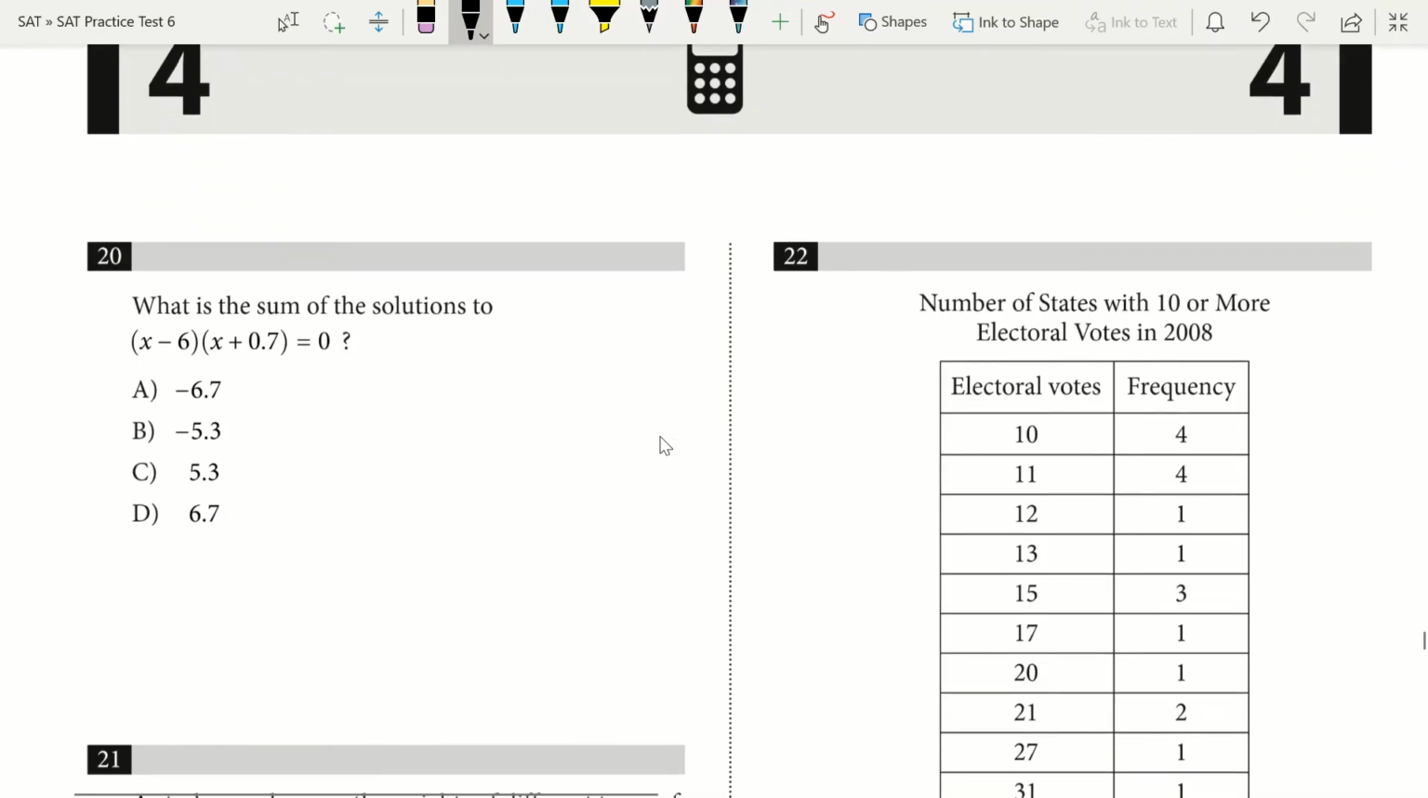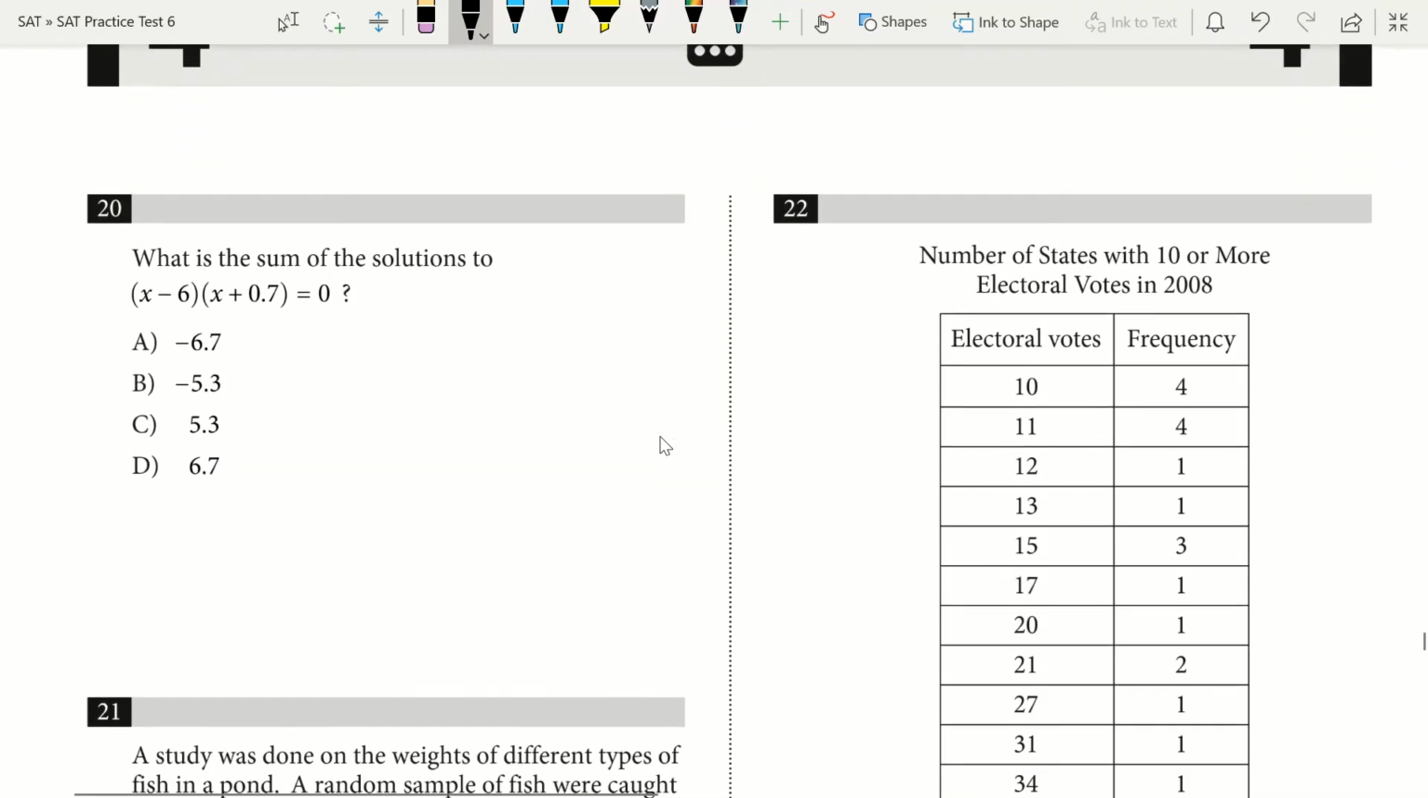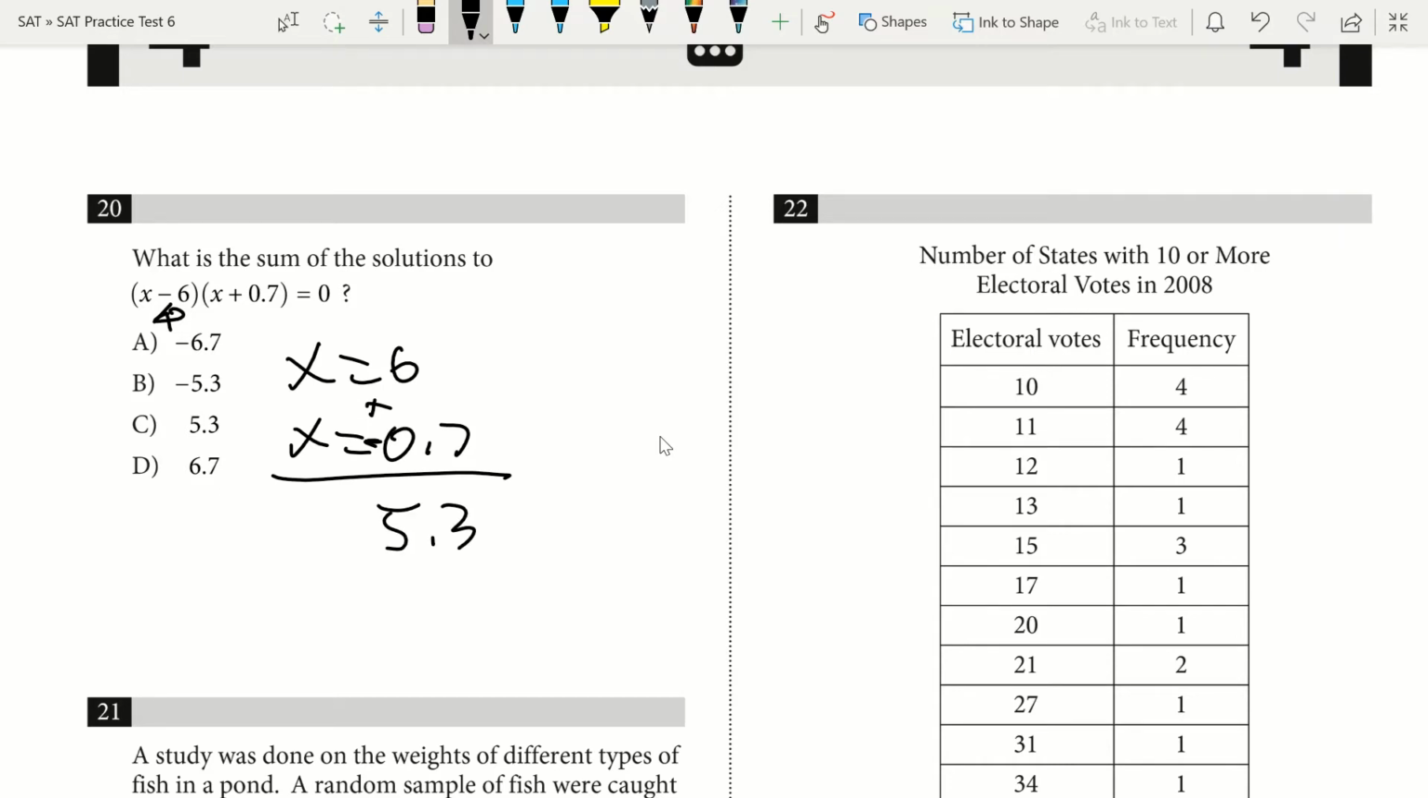All right, moving on, we got question 20. What is the sum of the solutions to this right here? Well, my solutions I can see are going to be x equals 6, right? I'm looking for my zeros, because these are my factors, I can find their zeros. I'll have x equals 6, and I'll have x equals negative 0.7. I add those. 6 minus 0.7 is what this says because it's plus and negative. So 6 minus 0.7 leaves me with 5.3. My answer is going to be C.